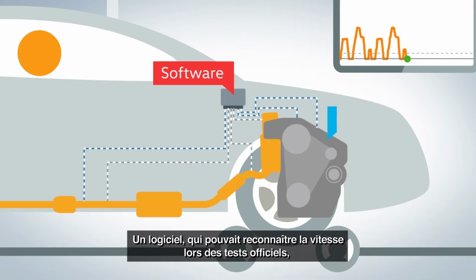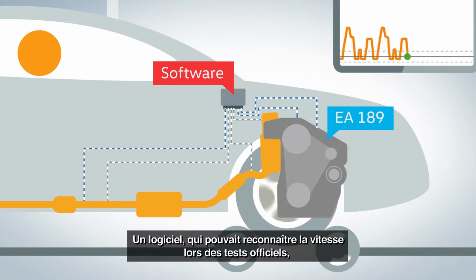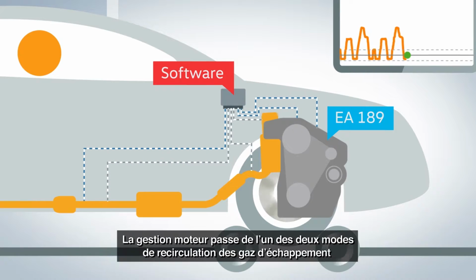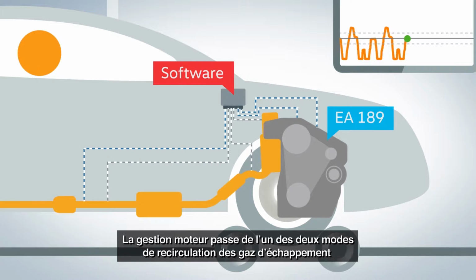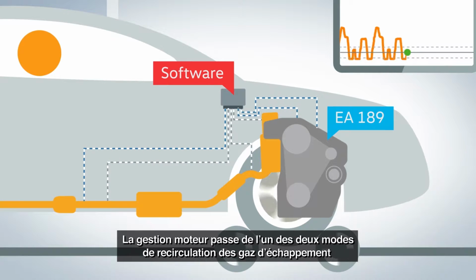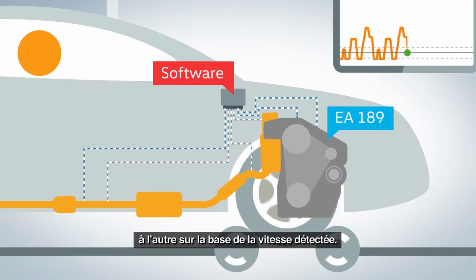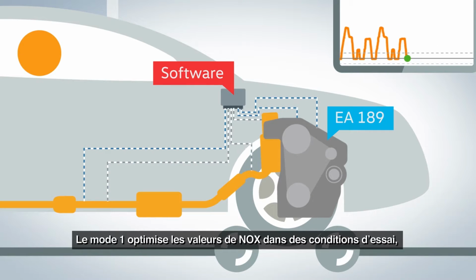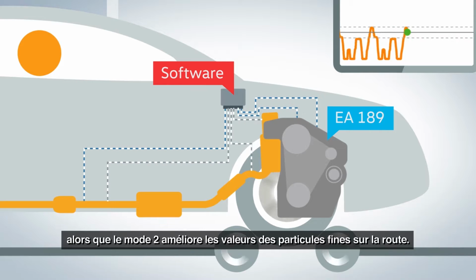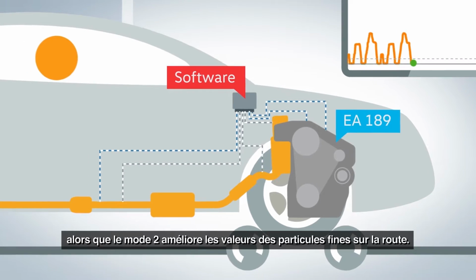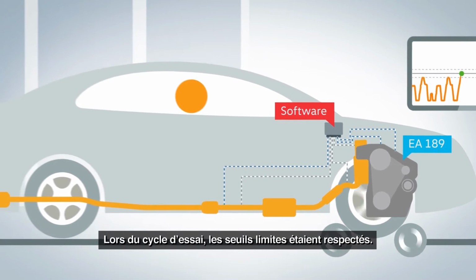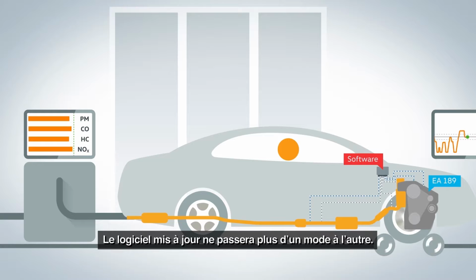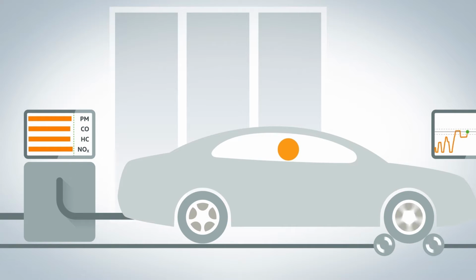Software was used in the vehicles fitted with EA18 diesel engines that can detect the driving curve used in official testing. The engine control unit switches between two different modes of exhaust gas recirculation based on the driving curve detected. Mode 1 optimizes NOx values under test conditions. In contrast, Mode 2 optimizes fine particle values in use on the road. There is compliance with threshold limits during the testing cycle. The software update does no longer include the switch.